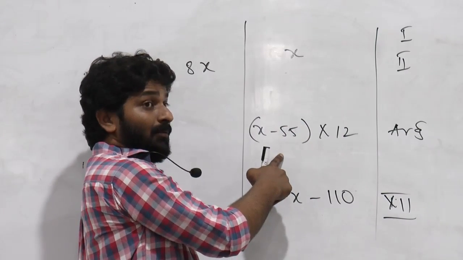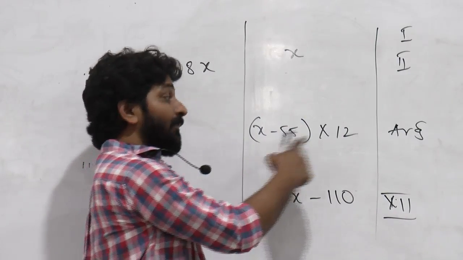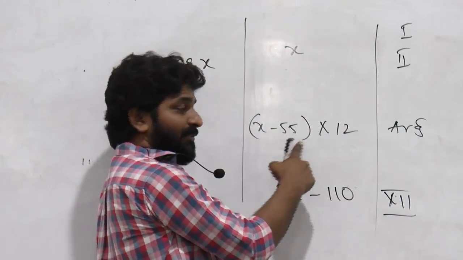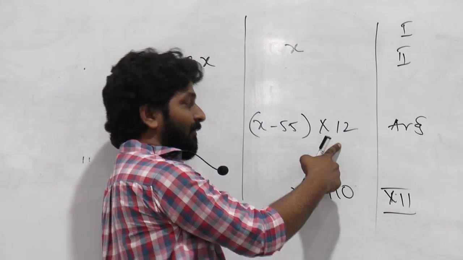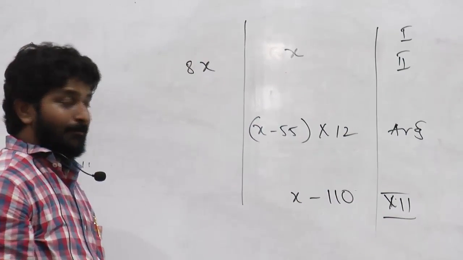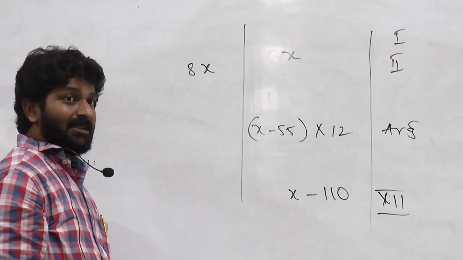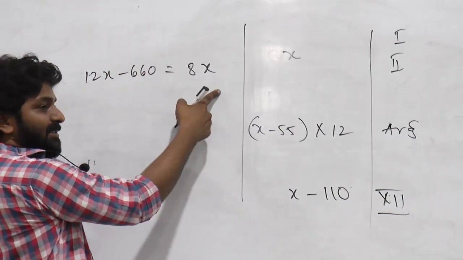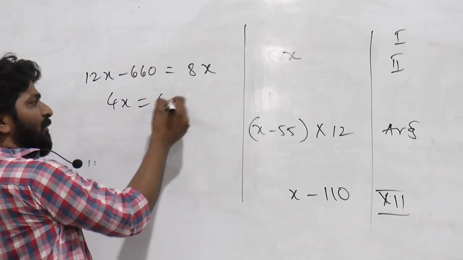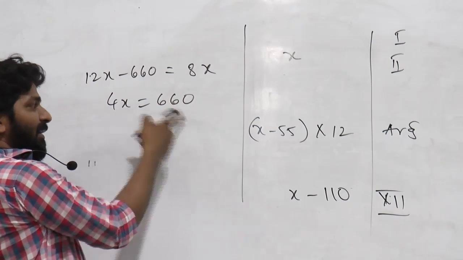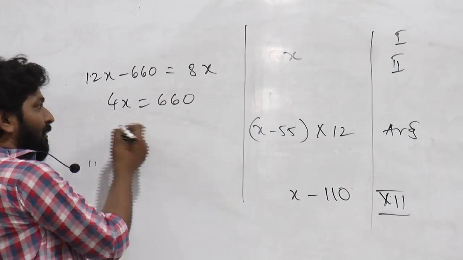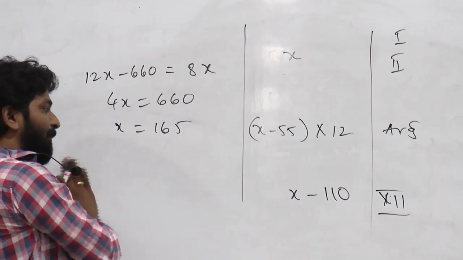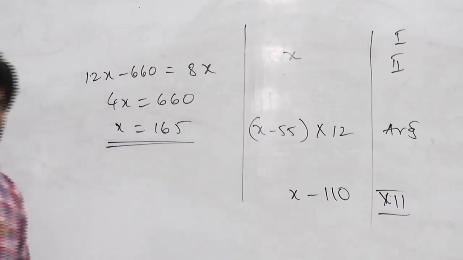And now this is the average, and they have worked for 12 days. Total number of people worked for 12 days becomes (x minus 55) into 12. That becomes 12x minus 660. So 12x minus 660 is equal to 8x. 4x is equal to 660. x is equal to 660 divided by 4. So that is 165. Number of people involved here is 165.